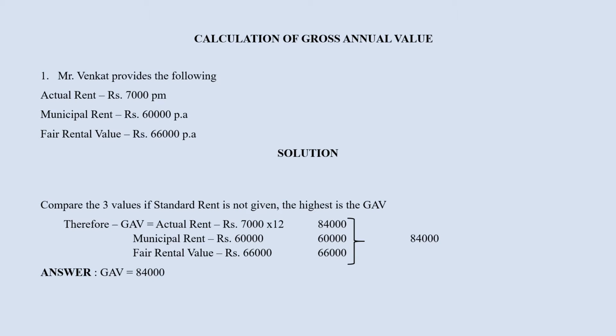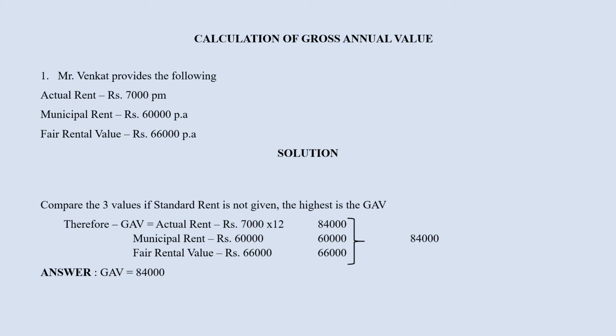In today's class, we are going to see the calculation of gross annual value. So the first sum: Mr. Venkat provides the following: actual rent rupees 7,000 per month, municipal rent rupees 60,000 per annum, fair rental value rupees 66,000 per annum. Now when you come to the solution, first when they give you these three values, what you need to do is compare the three values.